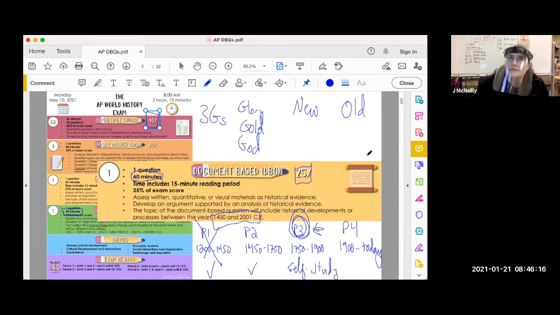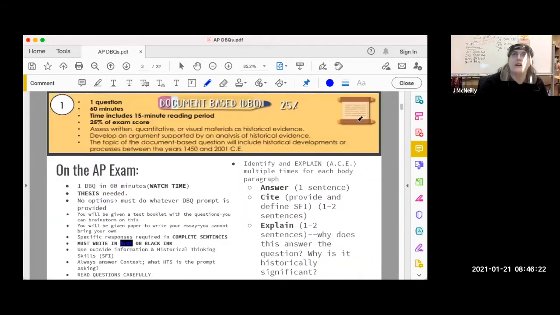Are we good so far? In fact, one year, my students got an LEQ on the Columbian Exchange, and they were just like, oh my gosh, thank you, because it was so easy to write about, because we had gone over it in so much depth.